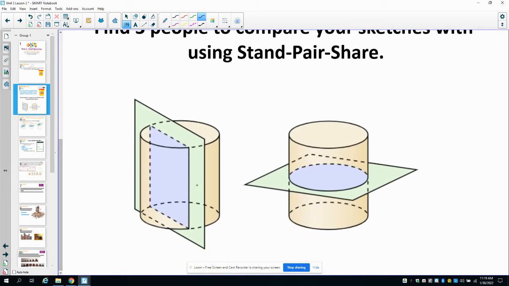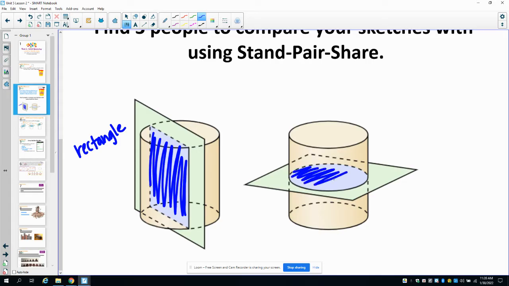Here are some examples of what cross sections would look like. This green thing is the slice. It's called a plane, but imagine just taking a slice out. What shape is created from that slice? If you opened it up, this blue part is the two-dimensional shape created. In this case, going perpendicular to the base, you created a rectangle cross section, whereas if we cut the cylinder parallel to the base, we ended up with a circle.